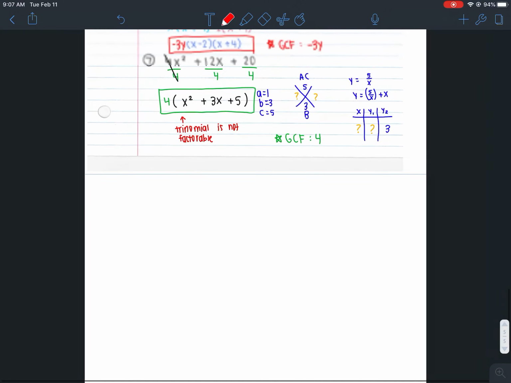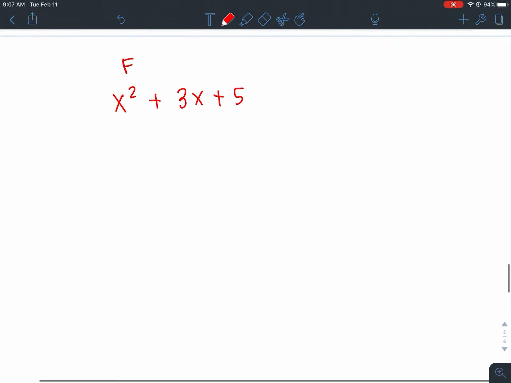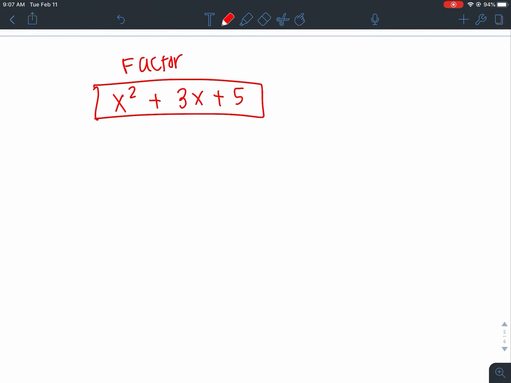You can't keep going. Well, you're like, well, what if all I have is that? Like, what if I didn't have that 4? And I just started off with the problem that was like this, and it said, hey, factor. Well, if it asked me to do this, and I do my calculator trick, and I see, hey, it doesn't even work, then that would be my final answer. It's not factorable. I can't actually factor it.